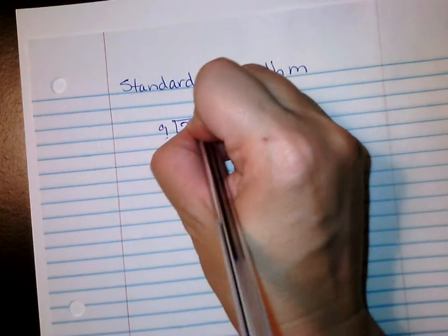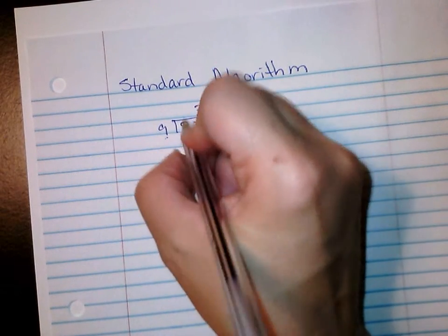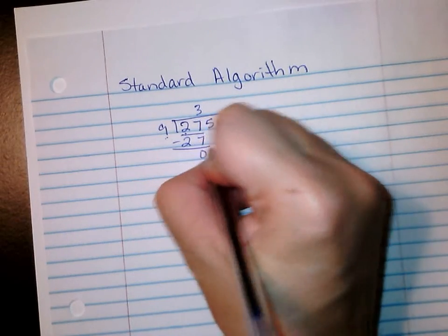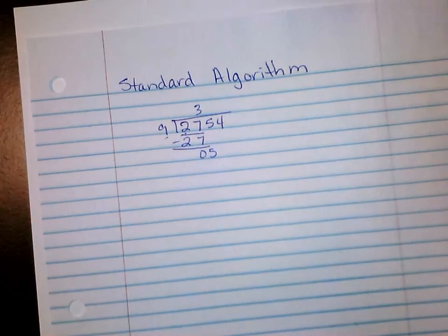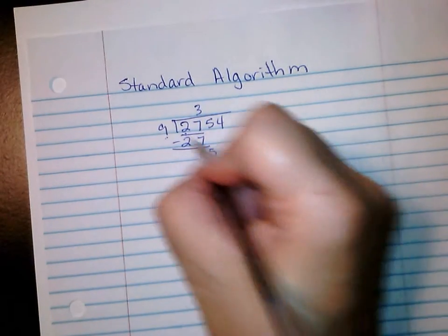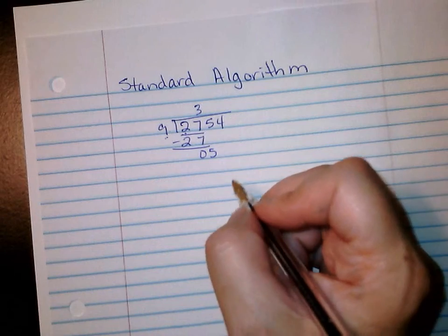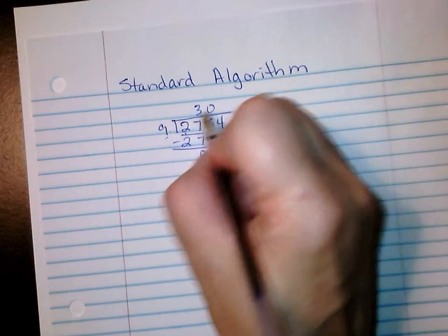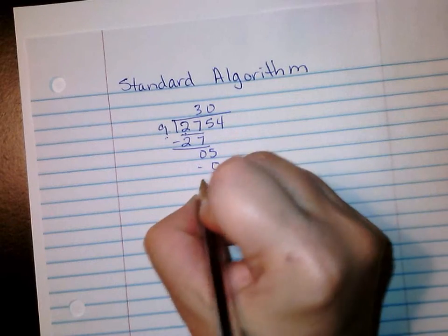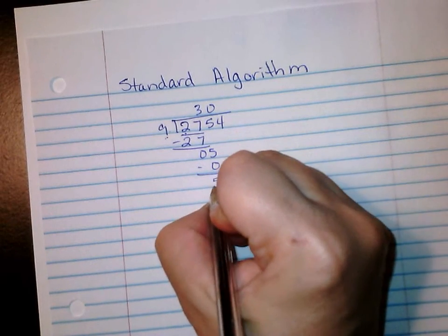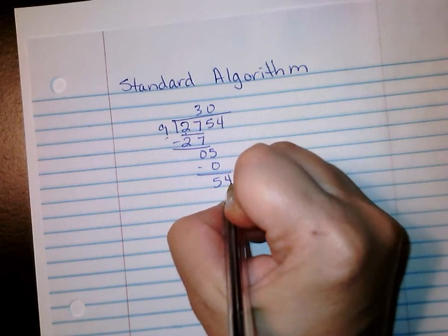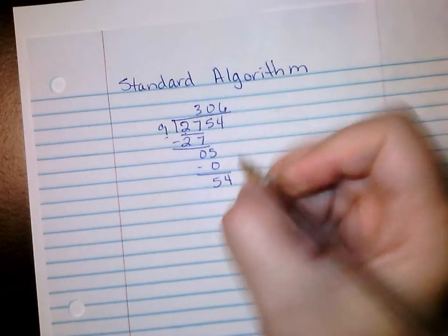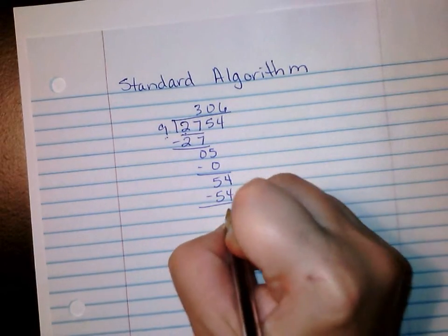27 divided by 9 is 3. 3 times 9 is 27. I'm going to subtract that. That's 0. And I'm going to bring down the next digit. 5 divided by 9, cannot do that. So that's going to be 0. 0 times 9 is 0. So I'm going to subtract 0. Got 5 left over. Bring down my 4. 54 divided by 9 is 6. 6 times 9 is 54. And then I have 0.